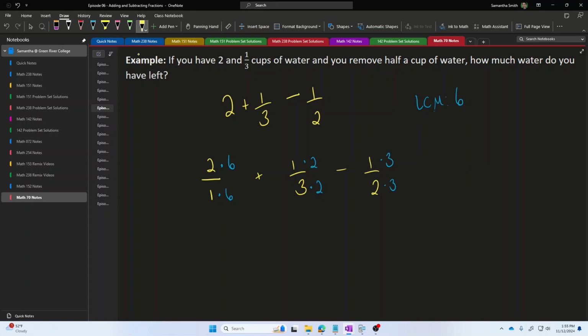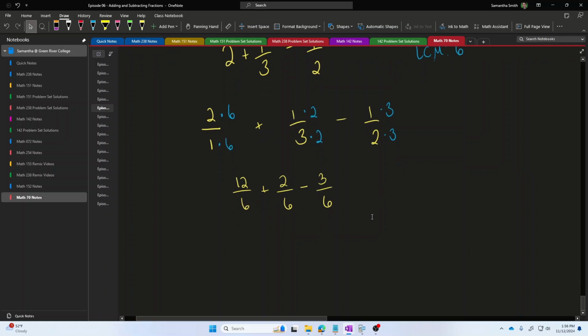So to rewrite the first fraction, I will have 2 times 6 equals 12 in the numerator, 12 sixths. I will have 2 over 6 for the second fraction from 1 times 2. And I am removing 1 times 3, 3 over 6. 12 plus 2, take away 3.